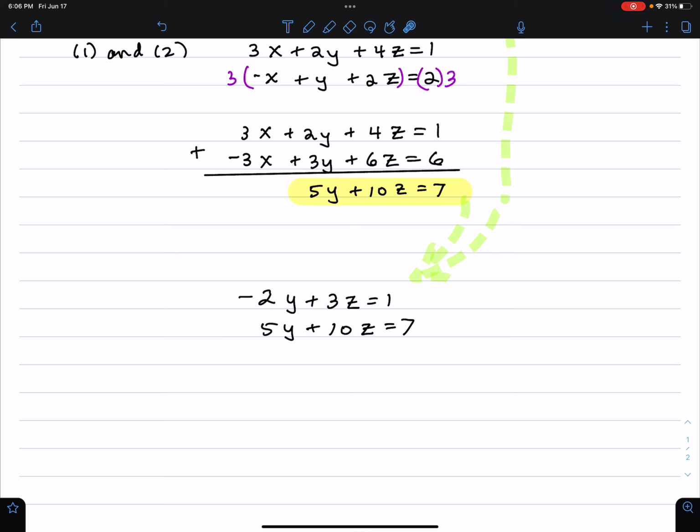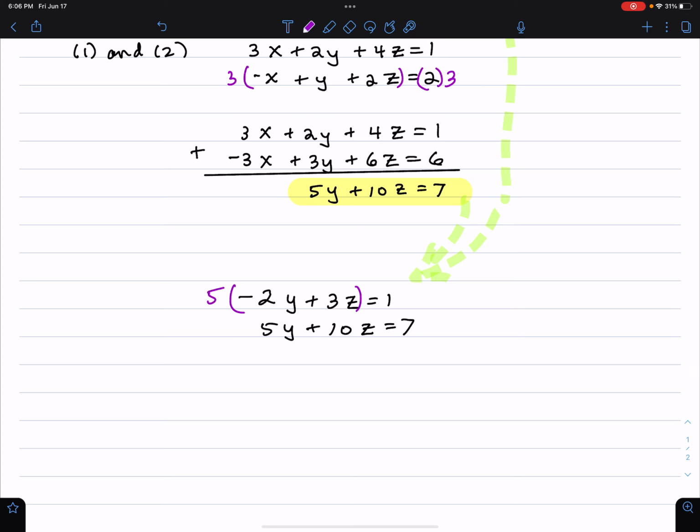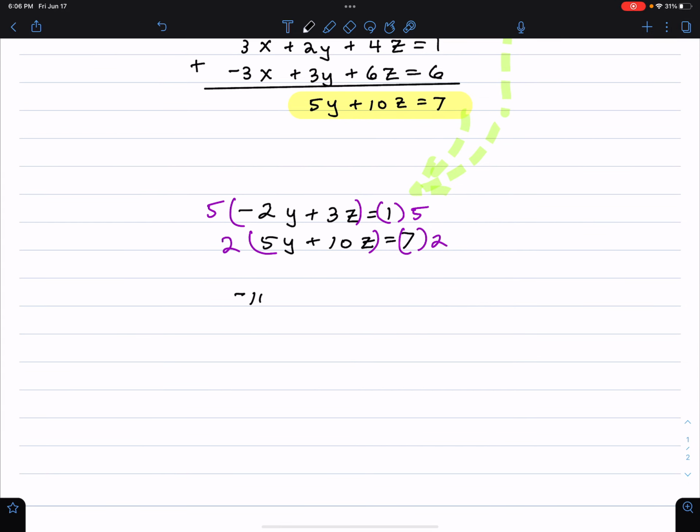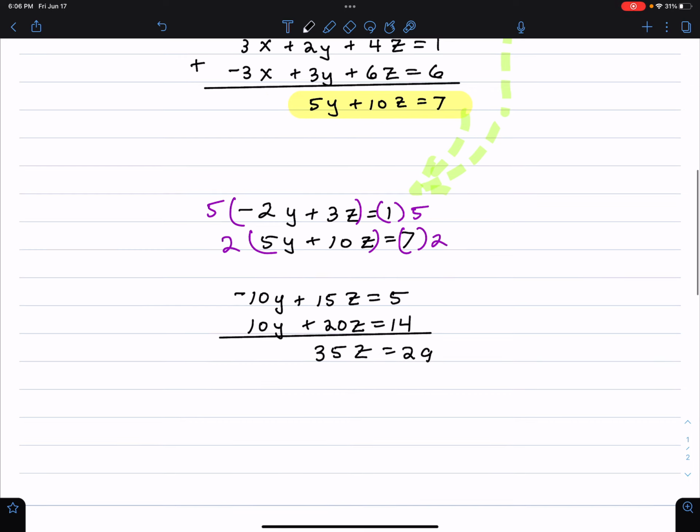So I'm going to take the top one and multiply by 5, which gives 10, and the bottom by 2, and that'll make 10. Then I will rewrite these equations. Negative 10y plus 15z equals 5. 10y plus 20z equals 14, and then I add these. Now, it turns out that this is not going to come out to be an integer, and it's a fraction that's not even that easy to work with.